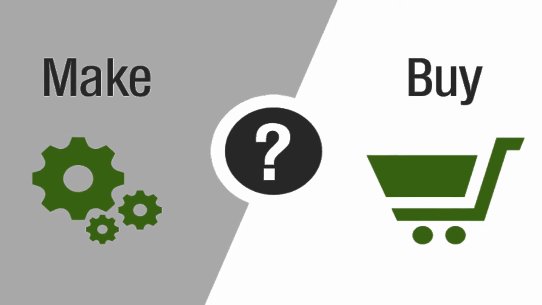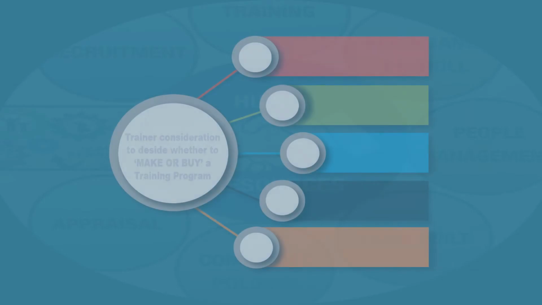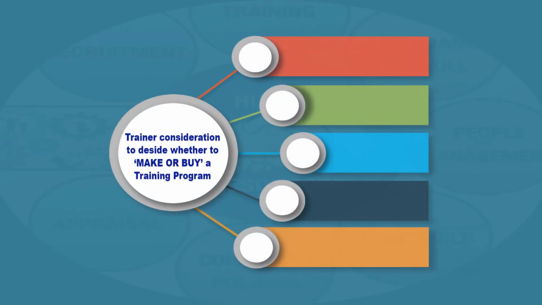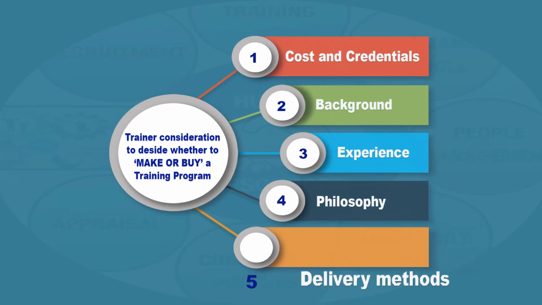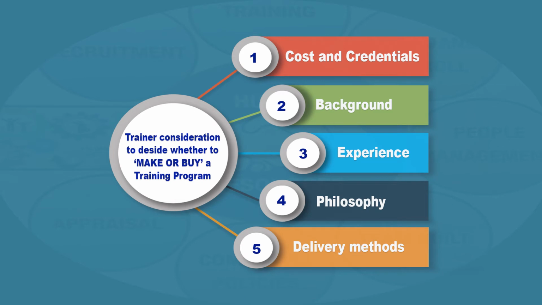The lesson plan leads to the decision of whether such a session is best to be designed in-house or by an external expert. This is known as the make or buy decision. Consideration of cost and relative evaluation of trainer credentials, background and experience, philosophy and delivery methods are used for selecting an external subject matter expert if the expertise is not available in-house.